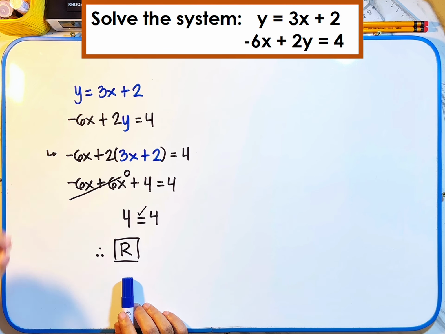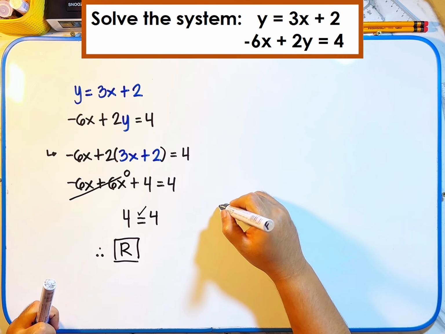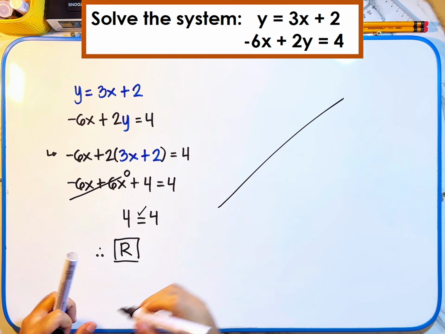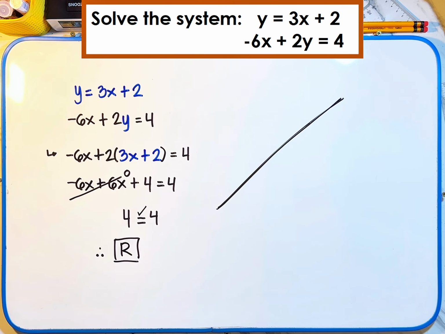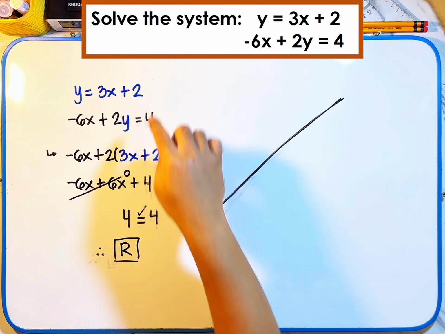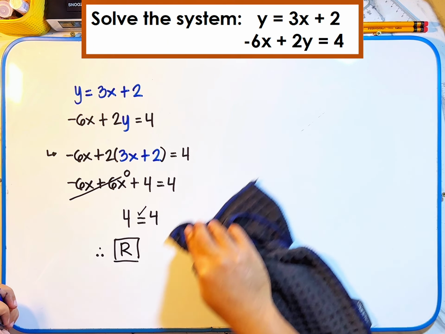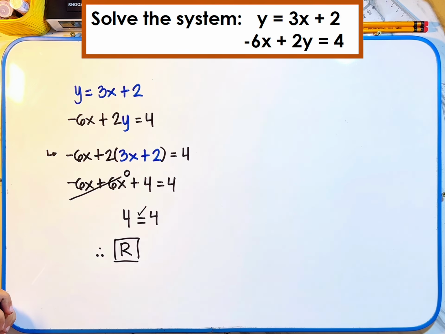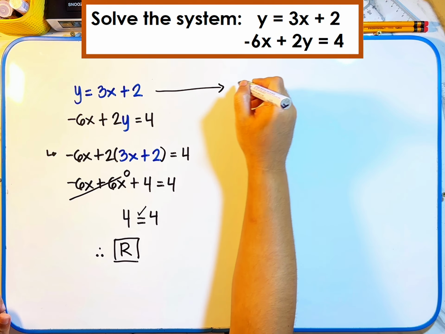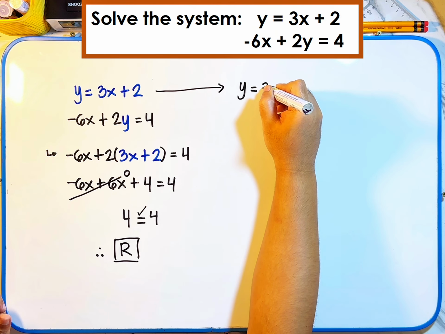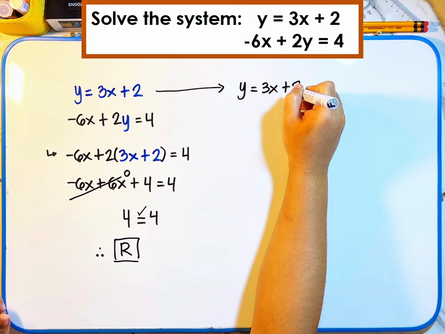All real numbers means that these two lines are coinciding with each other. Okay? So they're just like the same line. If this is the graph of one equation, the other equation is also like this. And to prove to you that they are the same line, we will do algebraic calculation or manipulation. So this equation in slope-intercept form is y equals 3x plus 2.